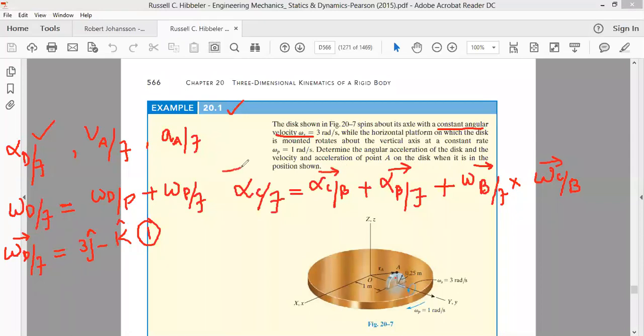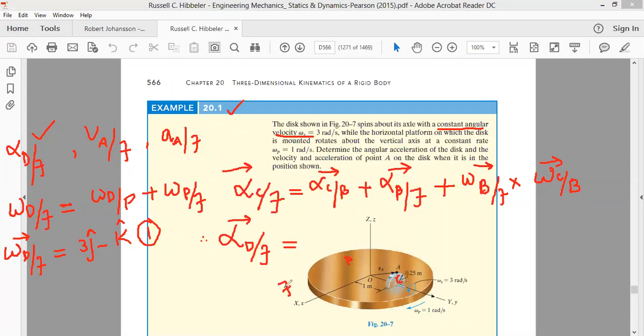Now, in place of c, we have to calculate the angular acceleration of the disk with respect to ground. So our expression will be: the angular acceleration of the disk with respect to ground is equal to the angular acceleration of the disk with respect to the other frame of reference, which is our platform frame of reference. We have two frames of reference, platform and the ground frame of reference. So we have the angular acceleration of c with respect to ground. C was the object, the rigid body, and in our case, c is the disk.